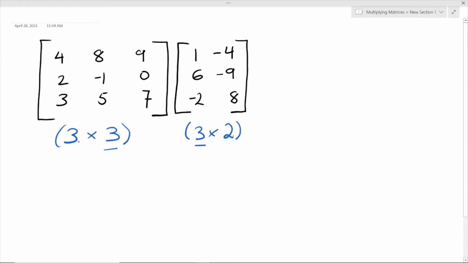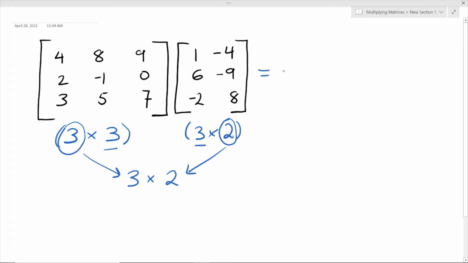Furthermore, we can look at these outer numbers to tell us about the dimensions of the product. Here we have a 3 and a 2, so the dimensions of our product is going to be a 3 times 2 matrix. So now let's get into multiplying this matrix. We know that the dimensions of the product is going to be a 3 times 2 matrix.